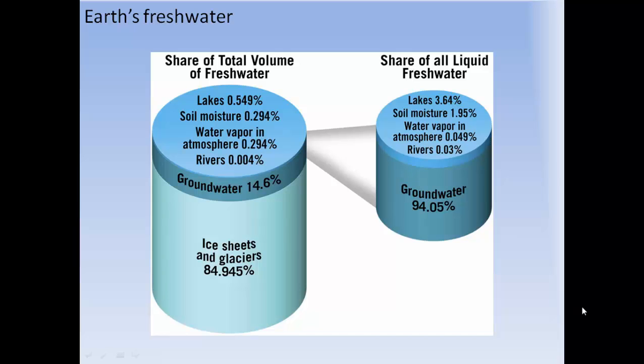Of Earth's fresh water, 85% is in ice sheets and glaciers. Now 14.6% is in groundwater. Around 94% of all liquid fresh water, because this includes water in vapor form, is in groundwater, and the other 6% is in rivers, atmospheric moisture, and lakes.